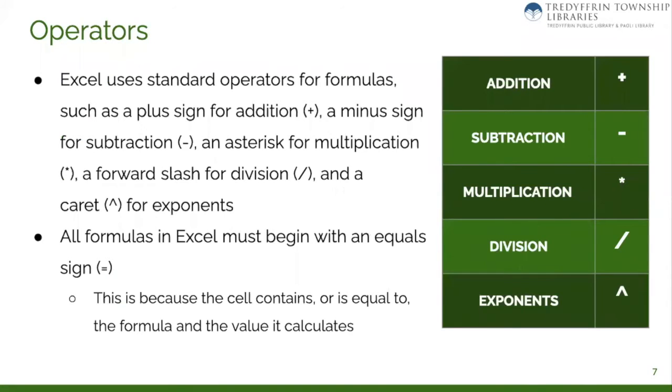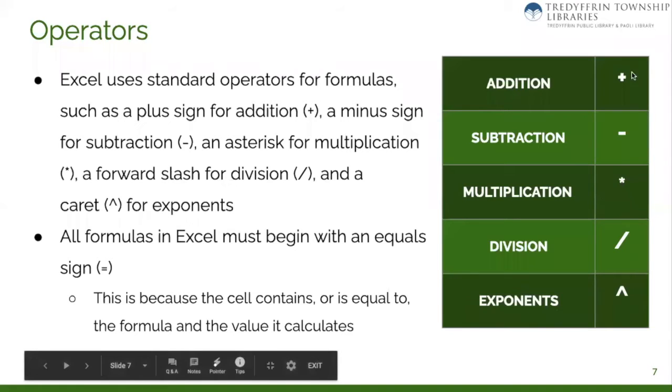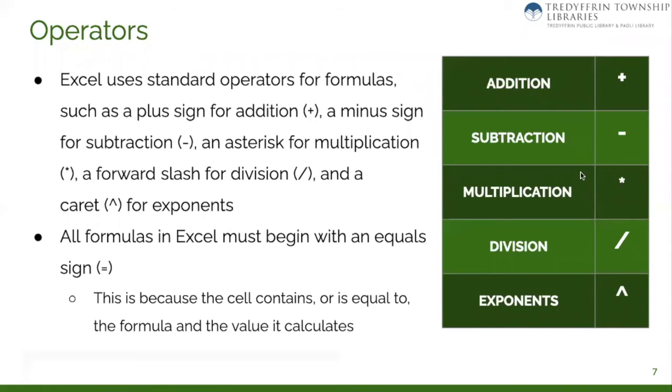So first I mentioned operators. Again, Excel uses standard operators for formulas, such as a plus sign for addition, a minus sign for subtraction, an asterisk for multiplication, a forward slash for division, and a caret for exponents. And you can have this little table handy whenever you're working in Excel. It's basically what you would use on a basic calculator. So if you use the calculator on your computer, it'll be the same operators that you use on your calculator.